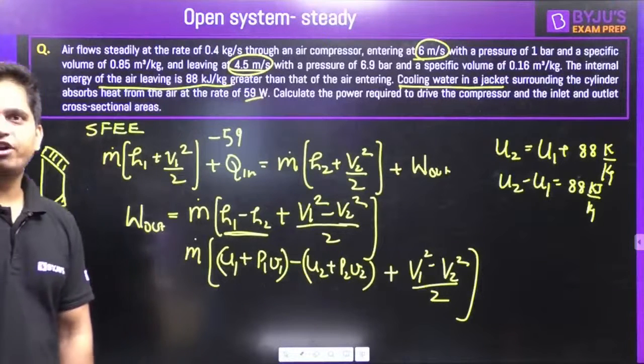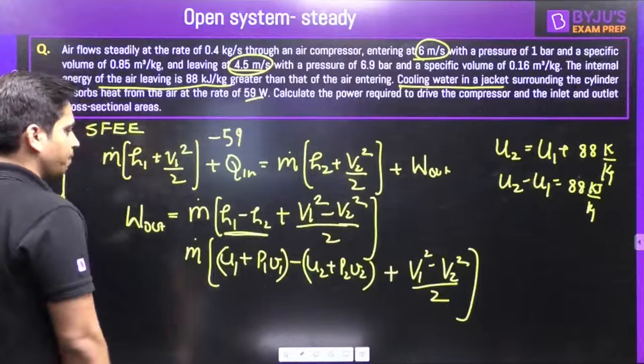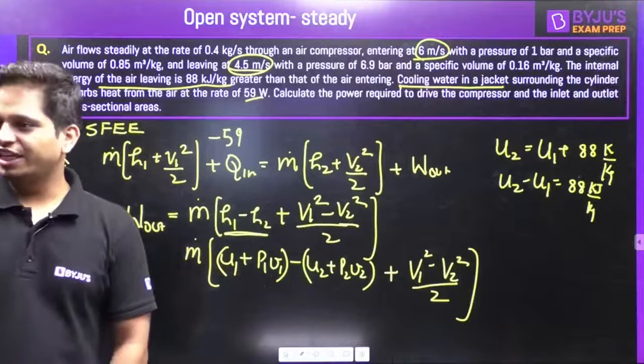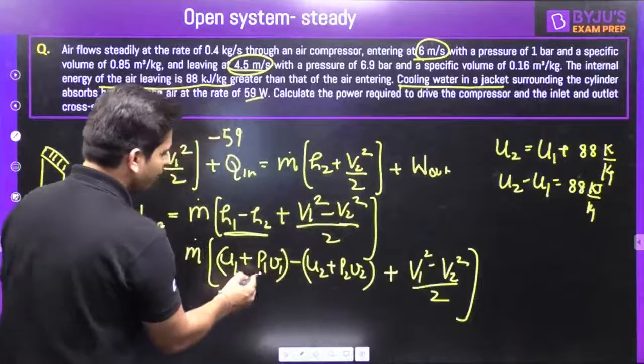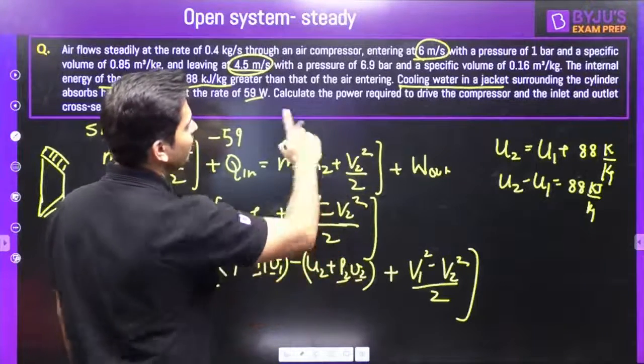You just have to put the values, okay? So what you can do? You just need to put the values. Is it the same way you tried? You know U2 minus U1. You know P1, specific volume V1. P2 also you know. Everything is given.